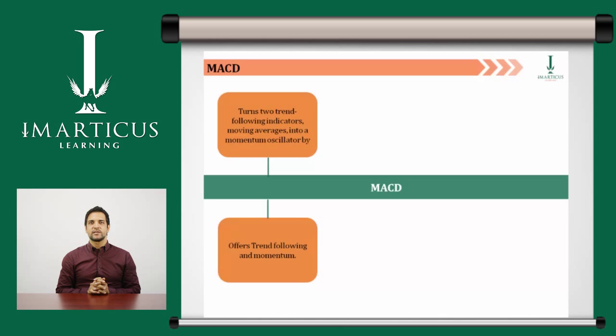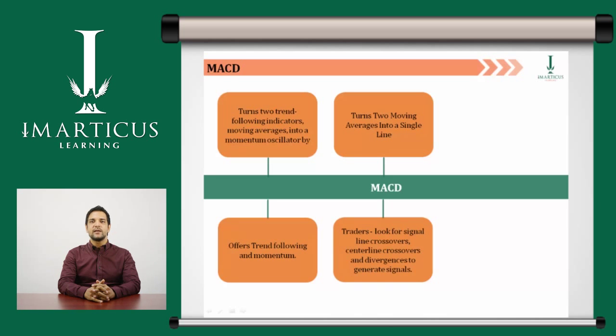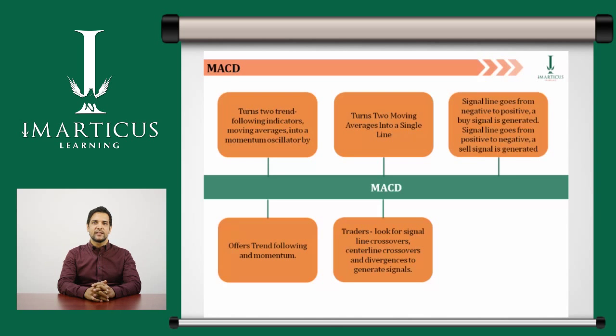The MACD fluctuates above and below the zero line as the moving averages converge, cross, and diverge. MACD turns two moving averages into a single line. Traders can look for signal line crossovers, center line crossovers, and divergences to generate signals. When the signal line goes from positive to negative, a sell signal is generated.